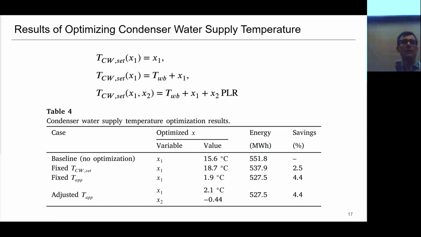So during the optimization, we consider the baseline that has no optimization of these quantities as using 100% of the energy consumption. And if we use a fixed set point temperature for the condenser water temperature, we have savings of about 2.5%. And the other 2 optimization approaches, where we offset the condenser water temperature based on the wet bulb temperature or based on the wet bulb temperature and the part load ratio, we have savings of about 4.5%.